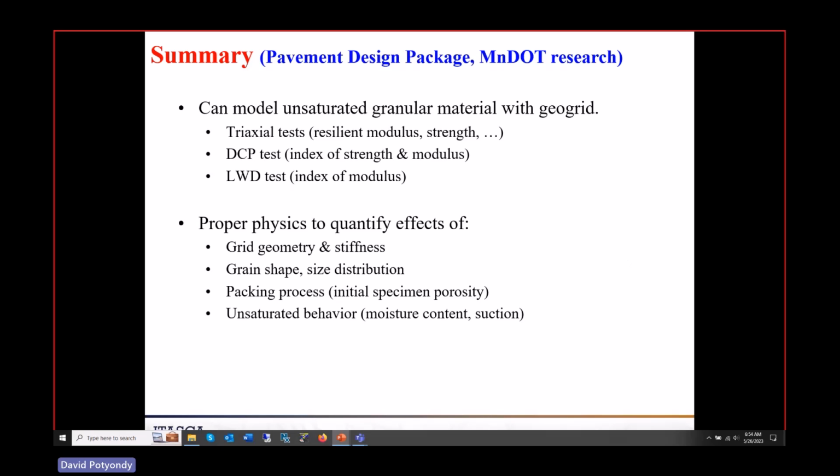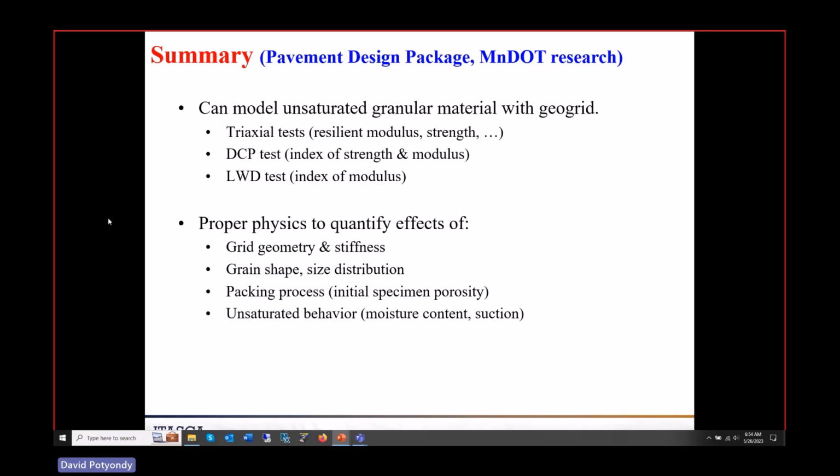And so again, in summary, noted we can do triaxial tests, dynamic cone, and we also do this lightweight deflectometer. Remember that thing that was dropped on the road by that big weight. I didn't show you that. But again, notice the model now. What are the things that we can vary? What are the parameters of the model, right?